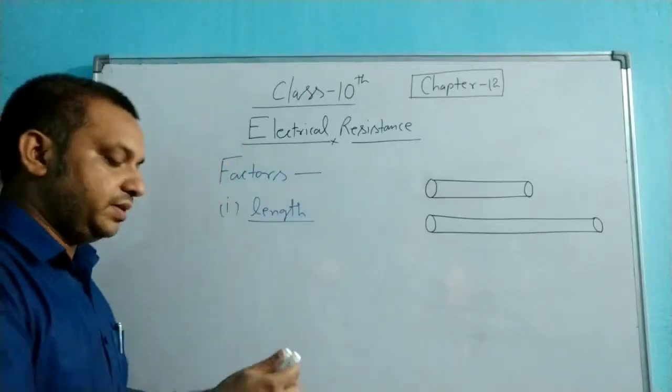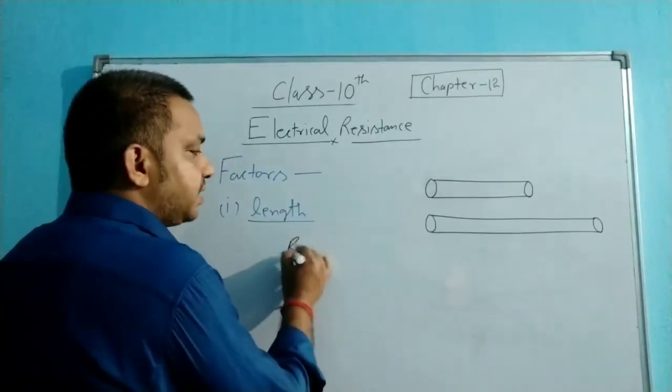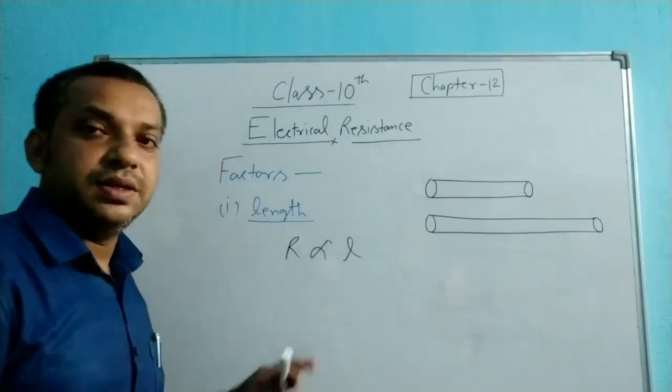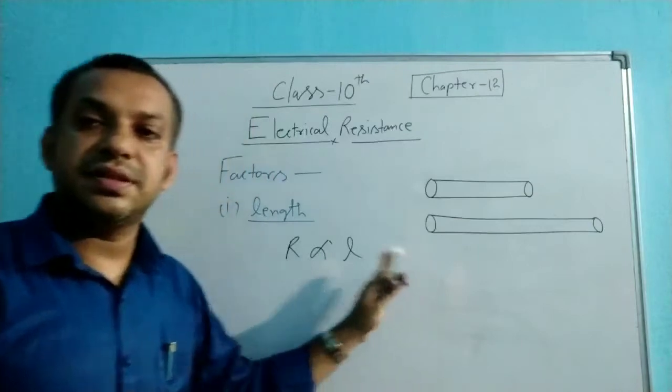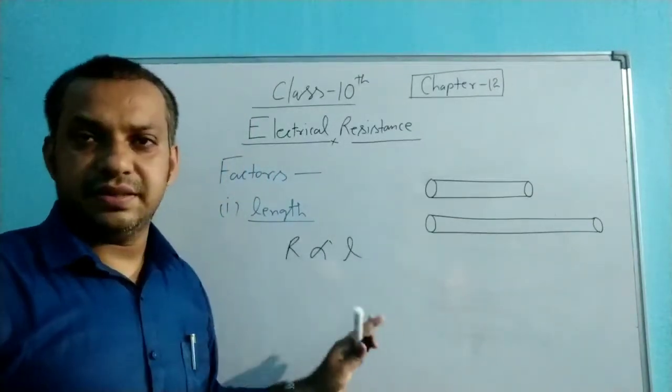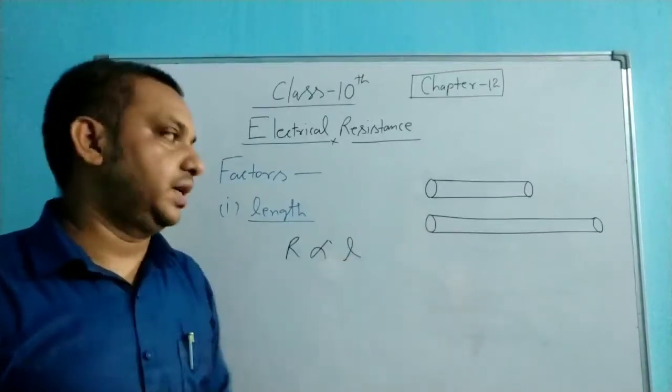So here you can see that the electrical resistance of the conductor is directly proportional to the length. More the length, more the resistance. Lesser the length, lesser the value of the electrical resistance. That means the opposing behavior of the conductor.